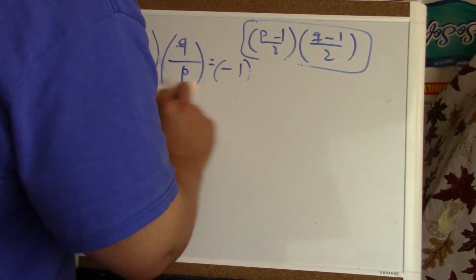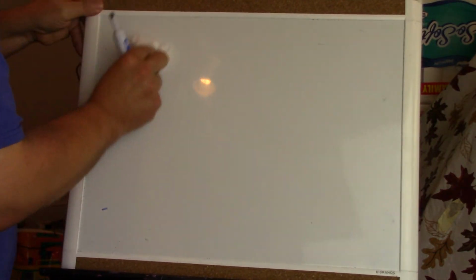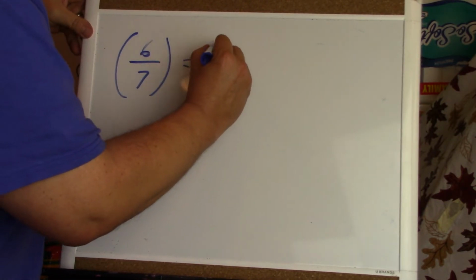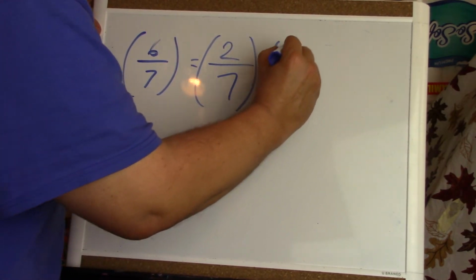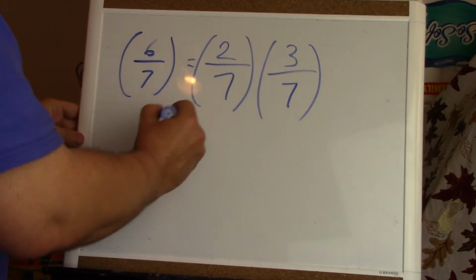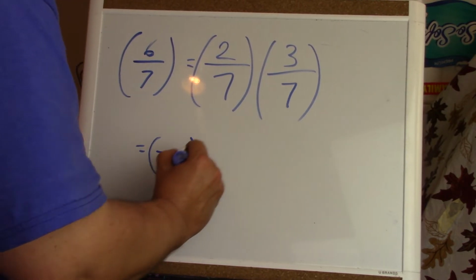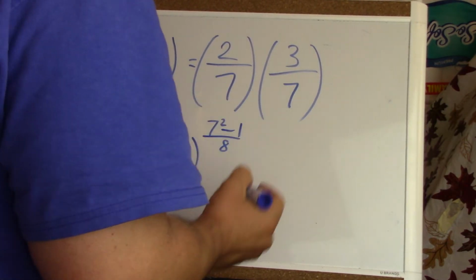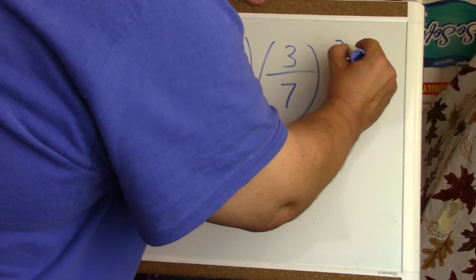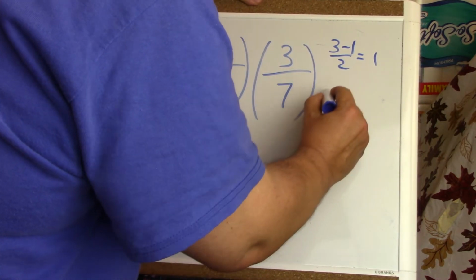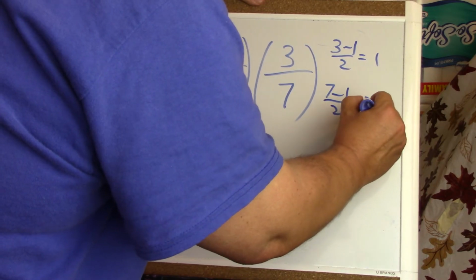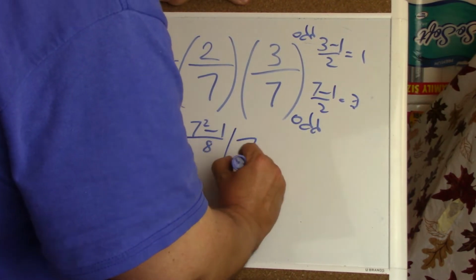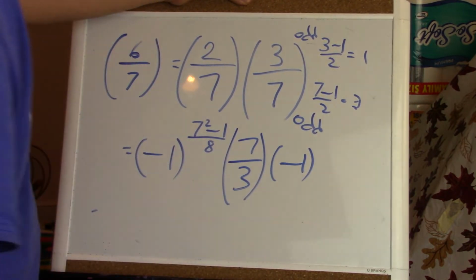So now I think we're ready to do the Legendre symbol 6 mod 7 using all of the tools that I've described previously in this video. Okay, so this one is negative 1 to p squared minus 1 over 8. This one, because 3 minus 1 over 2 is equal to 1, and 7 minus 1 over 2 is equal to 3, we have odd, odd. So when I flip this symbol, I get a negative 1.